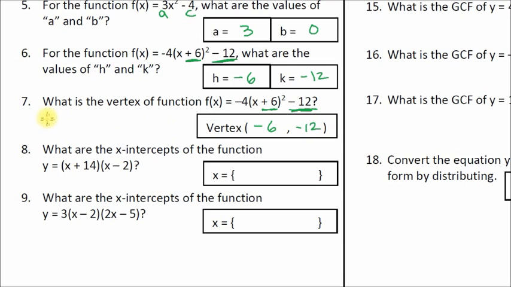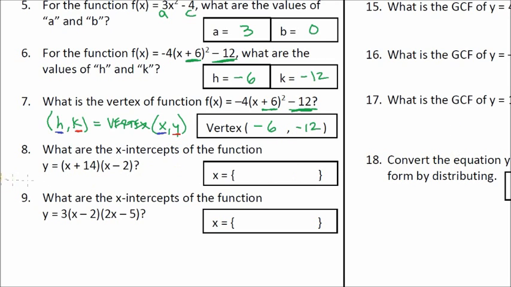And just so you have this in your notes, for the vertex, h and k equal the vertex x and y. So the value of h is the x value of the vertex, and the value of k is the y value of your vertex.